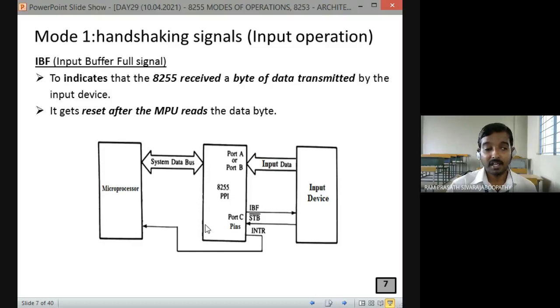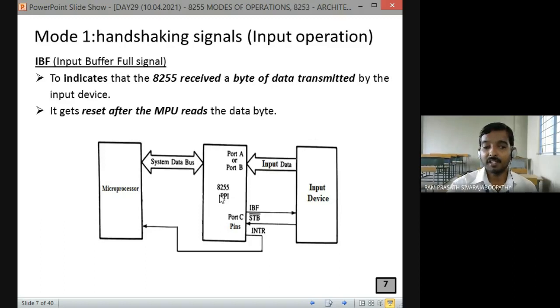Listen carefully. When will this IBF signal reset? IBF is active high, correct? It is set, correct? When will it reset? Once it transmits the data to the microprocessor. Only after the microprocessor reads will this signal go low again. Fine. So first STB bar goes low. So it reads the data from the input device and stores it in the input buffer. So the input buffer is full now, and it is indicating this to the input device. That means, you said you gave a data, and after receiving, I have received the data. That means there is some acknowledgement. Handshaking happened between the input device and 8255.